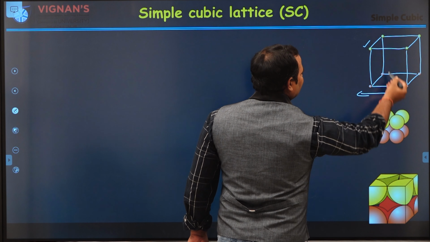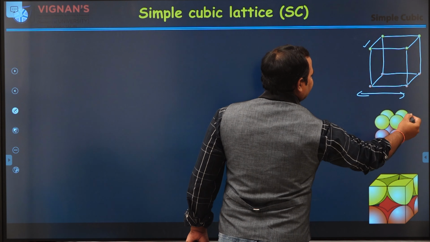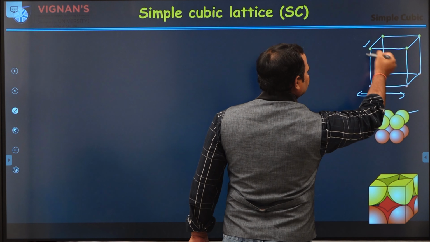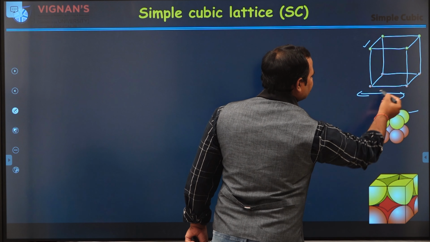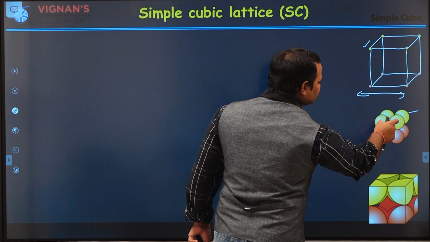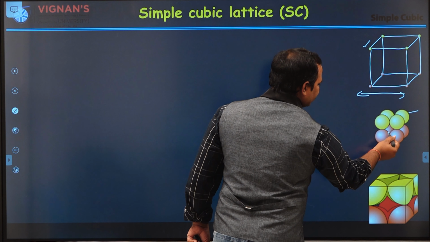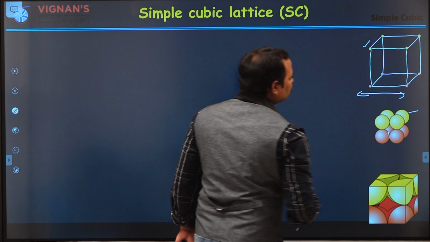See, these 4 atoms are on the top side, and these 4 are the bottom atoms. They are almost touching each other. You can see there is no gap between them.